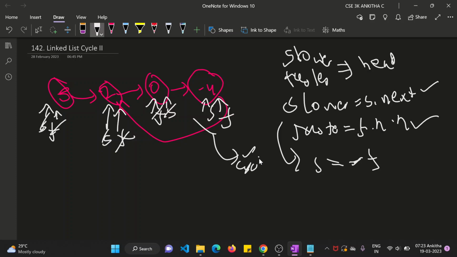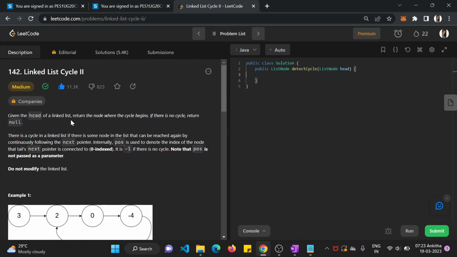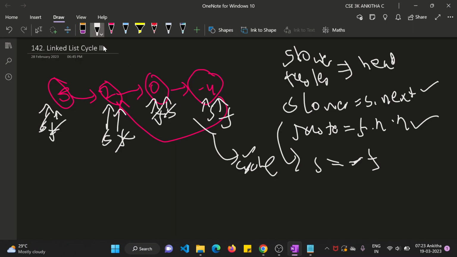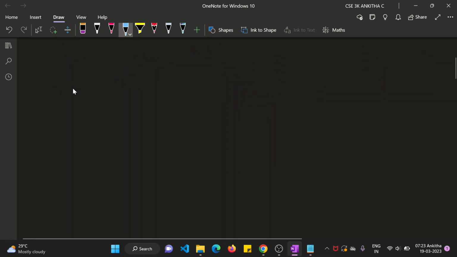Cycle is present. So in the given question, they have asked if there is a cycle in the linked list, return the node where the cycle begins. So if you observe in this question, the node where the cycle begins is 2. So how do we get this node? To do that, I'll take another example.